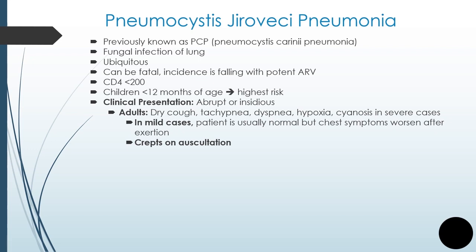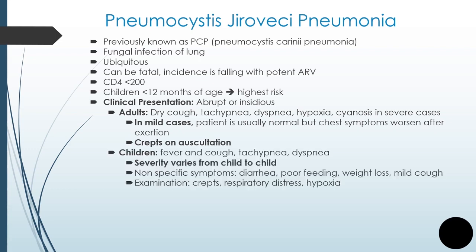For example, a patient presenting to your clinic may not be hypoxic at rest, but if you ask him to walk for at least 6 minutes or perform some activity, the saturation at room air may fall. In severe cases, cyanosis can be the presenting complaint. In mild cases, the patient is usually normal, but chest symptoms worsen after exertion. On auscultation, you may find crepitations. Children with PCP present with vague symptoms like fever, cough, tachypnea, and dyspnea.